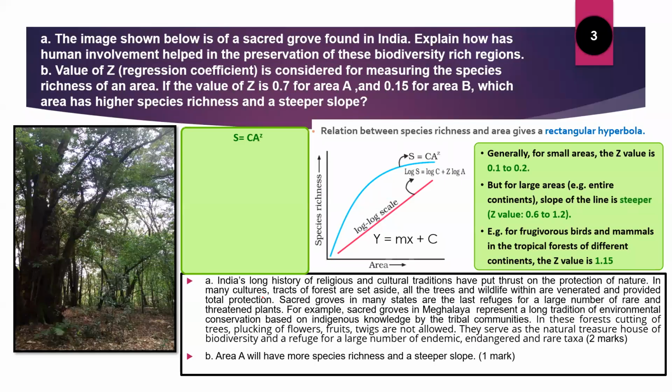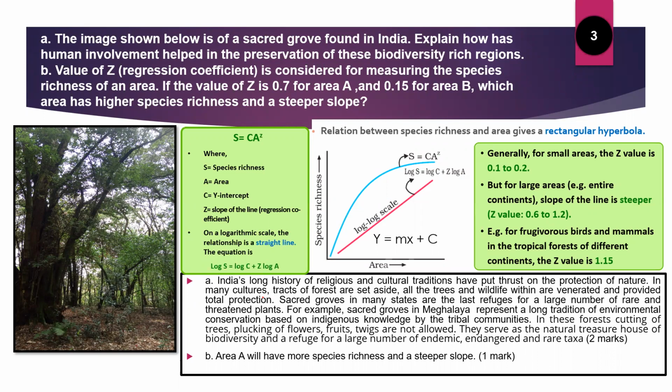Then, the image below is of a sacred grove found in India. Explain how human involvement has helped in the preservation of these biodiversity-rich regions. The second part of the question says, value of Z or regression coefficient is considered for measuring the species richness of an area. If the value of Z is 0.7 for area A and 0.15 for area B, which area has higher species richness and a steeper slope?